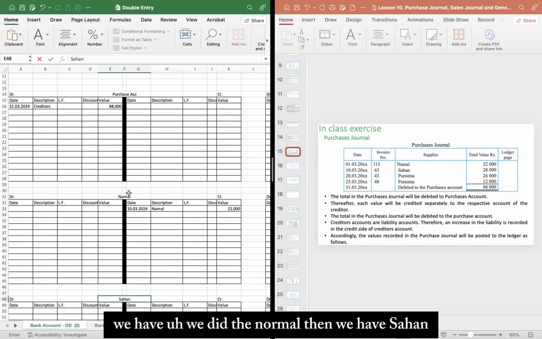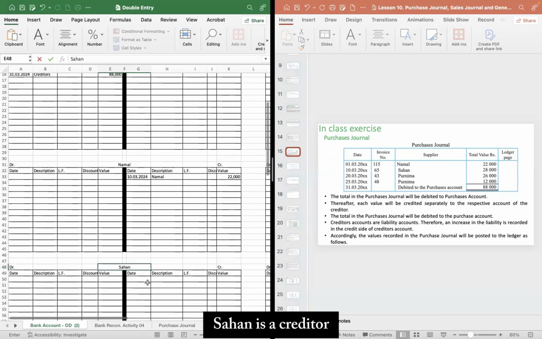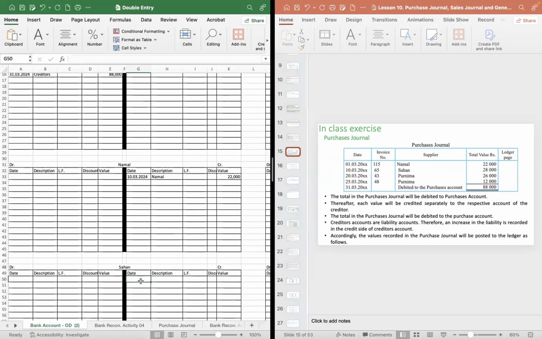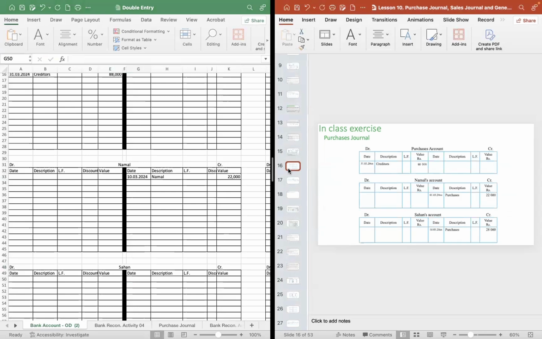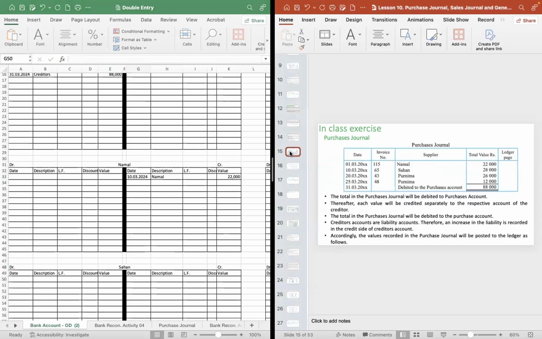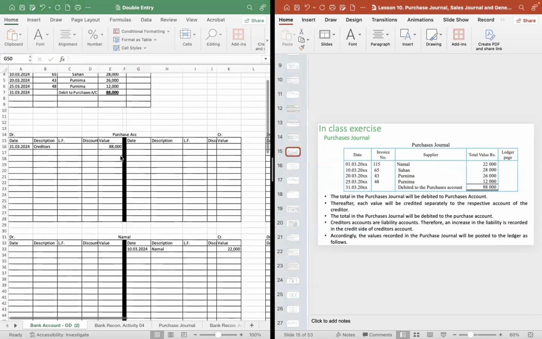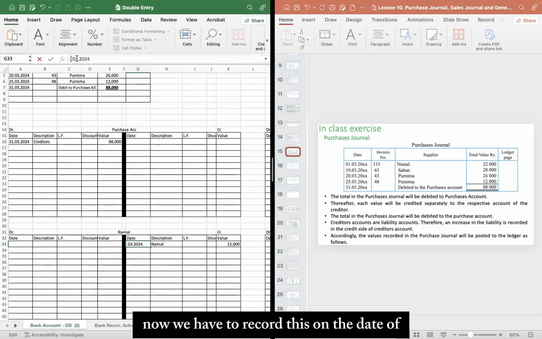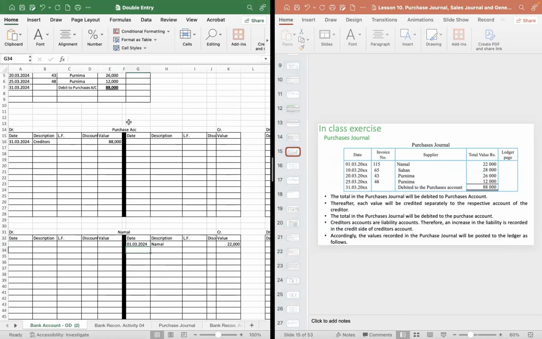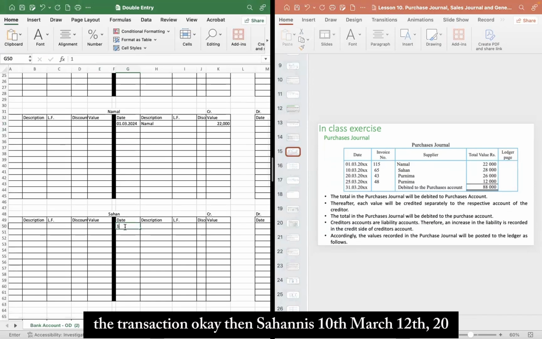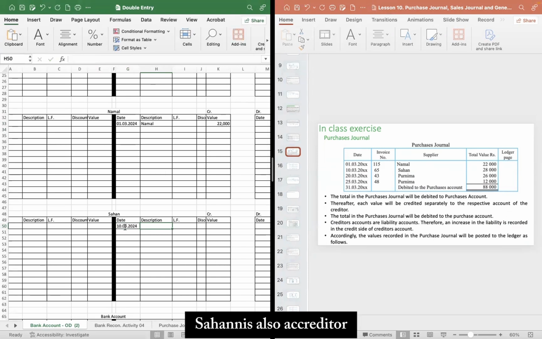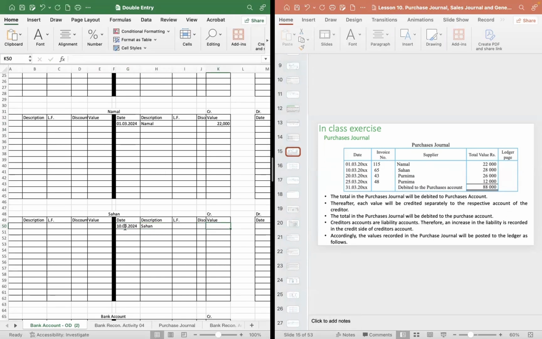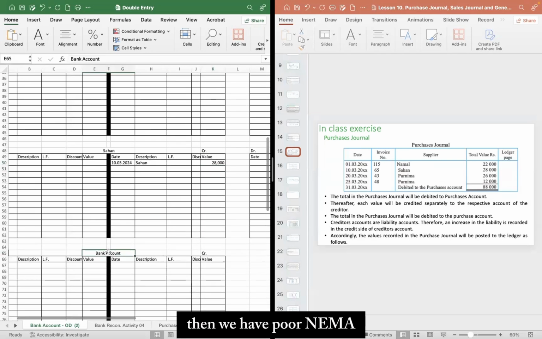Then we did Namal. Then we have Sahan. Sahan is a creditor. Now we have to record this on the date of the transaction. Sahan is 10th March 2024. Sahan is also a creditor, 28,000. Then we have Purnima.